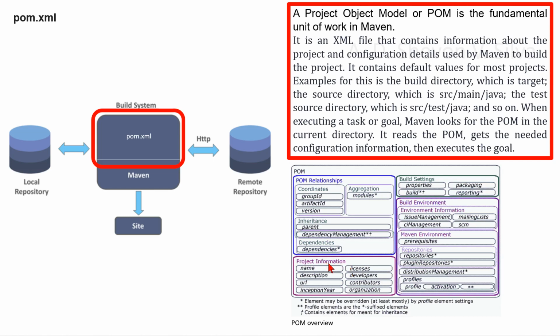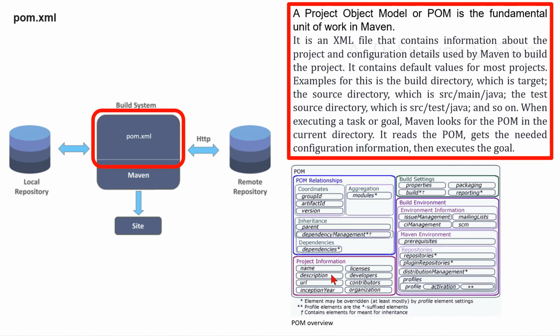Following are the simplest elements: name, description, URL, inception. Here, name. Projects tend to have conventional names beyond the artifact ID. The Sun engineers did not refer to their project as Java-1.5, but rather just called it Tiger. Here is where to set that value.